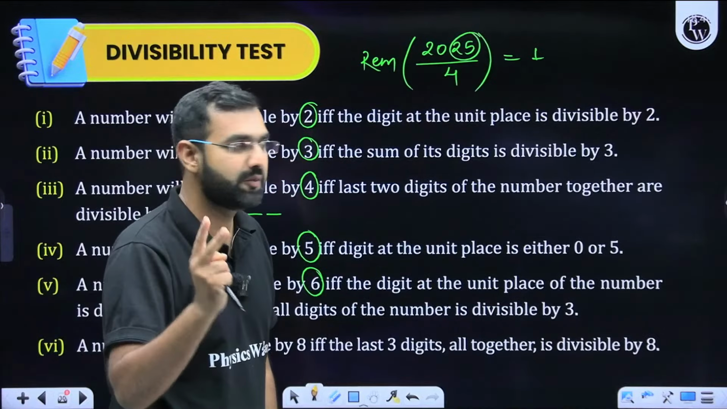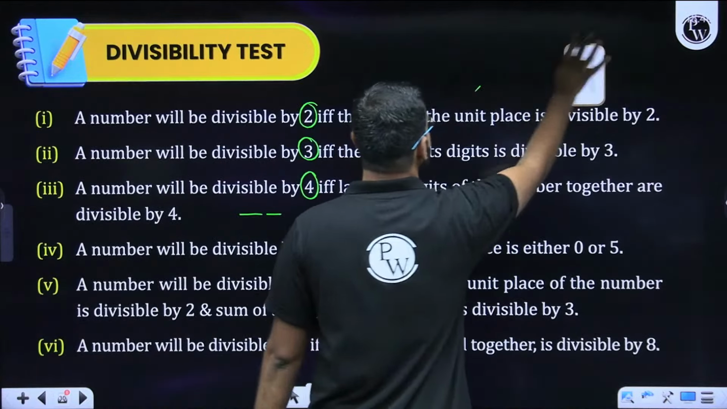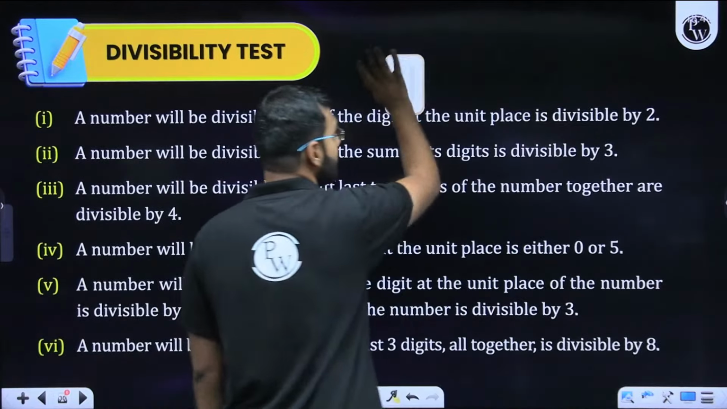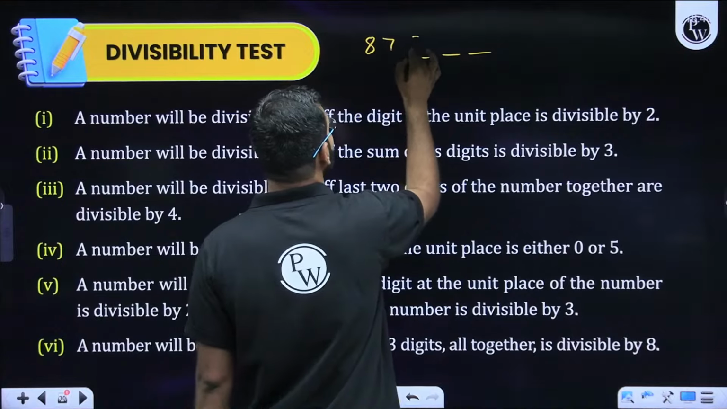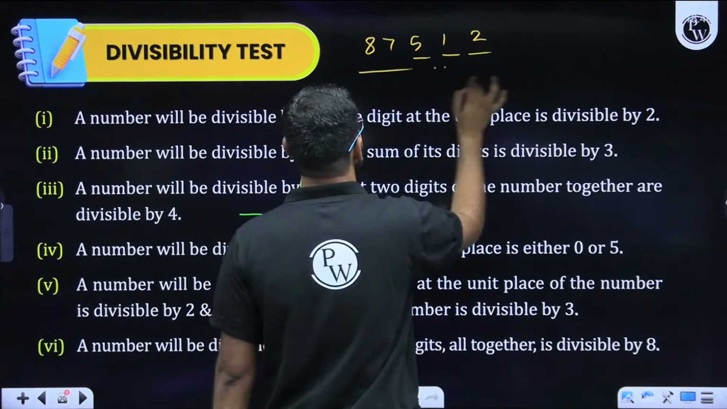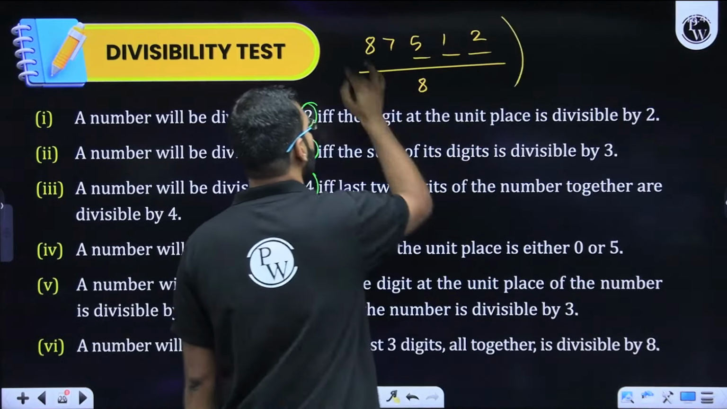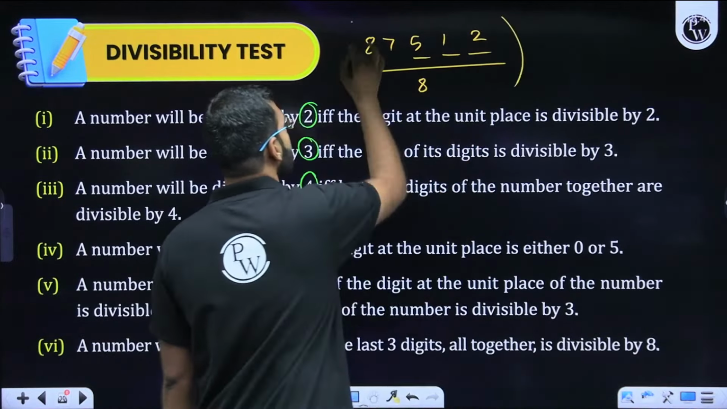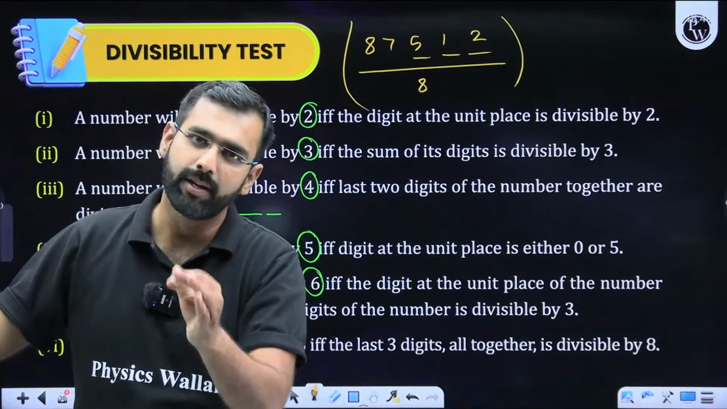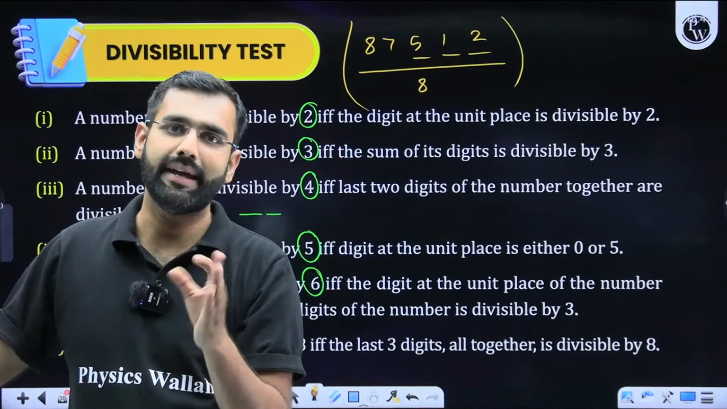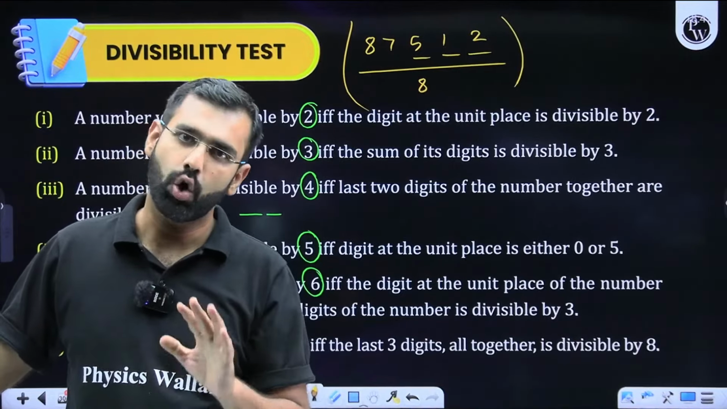last 2 digits should be divisible. So here, if I am checking whether it is divisible by 8 or not, I'll check its last 3 digits. For example, here, 87512, and if I wish to check whether it is divisible by 8 or not, just check whether the last 3 digits are divisible or not. If the last 3 digits are divisible by 8, the number will also be divisible by 8. Will you remember that, all the participants?